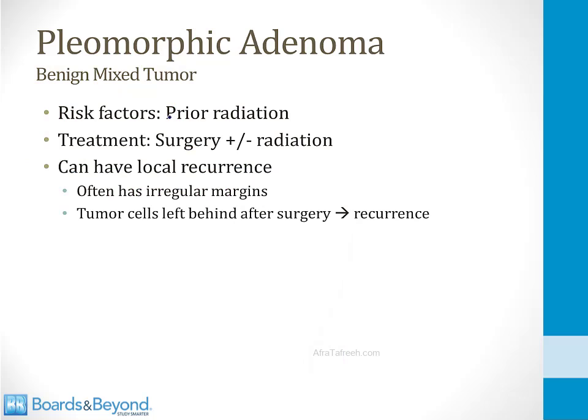A major risk factor for these tumors is prior radiation to the head and neck. The treatment usually involves surgery plus or minus radiation therapy, and these can have a local recurrence, and the reason is because they often have irregular margins, so the surgeon may leave behind a small bit of the tumor and then that will begin to grow and you will get a recurrence later on.